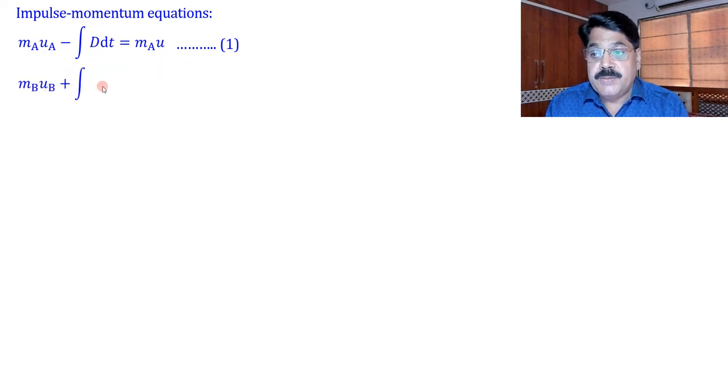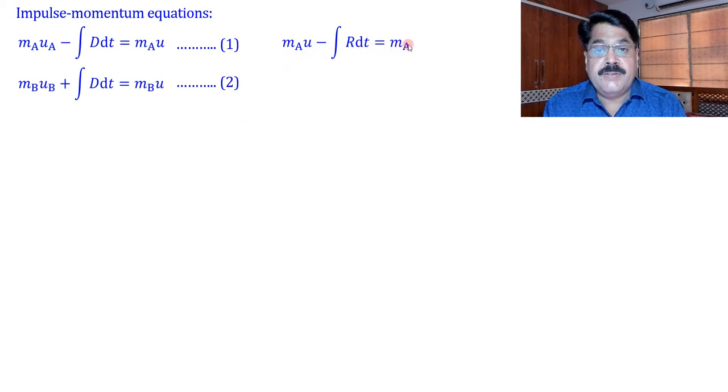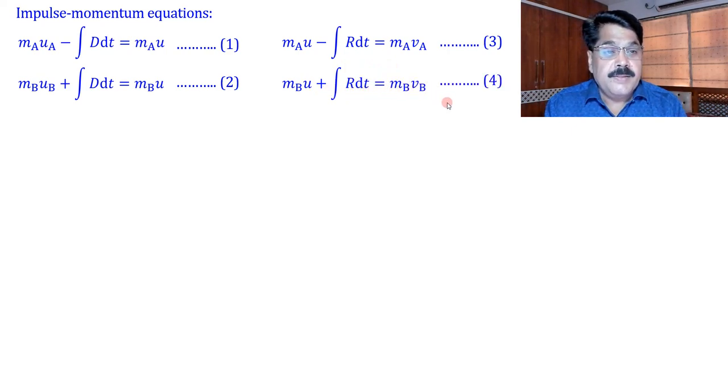Similarly, MBUB plus ∫D dt is equal to MBU, equation 2, that is the impulse momentum equation for the process of deformation on the ball B. Similarly, we write MAU minus ∫R dt is equal to MAVA. That is the impulse momentum equation for the process of restitution on the ball A, and MBU plus ∫R dt is equal to MBVB. This is the impulse momentum equation for the process of restitution on the ball B.